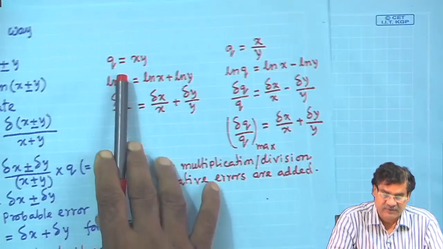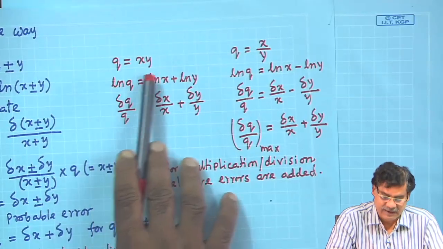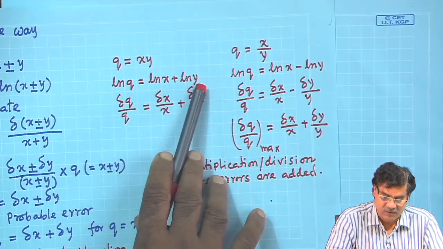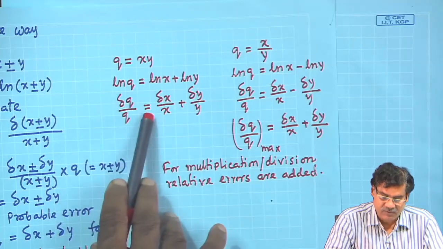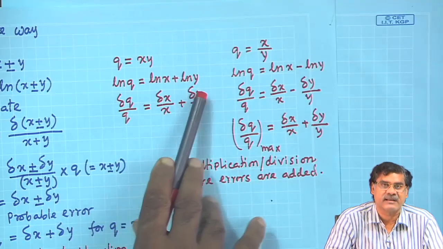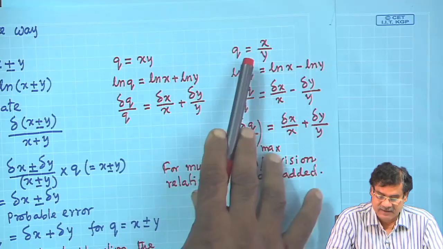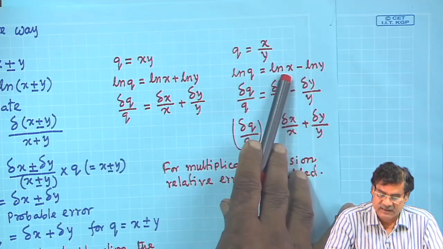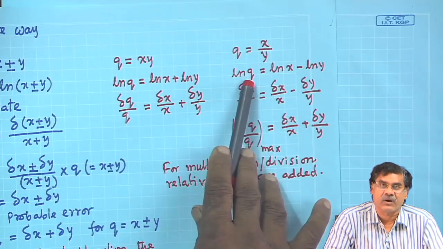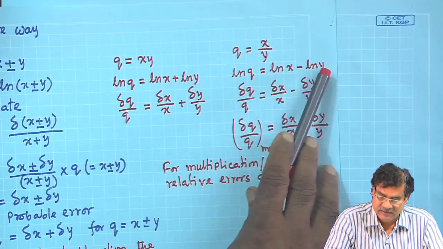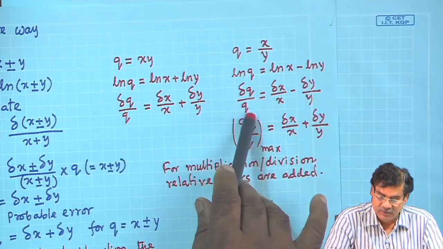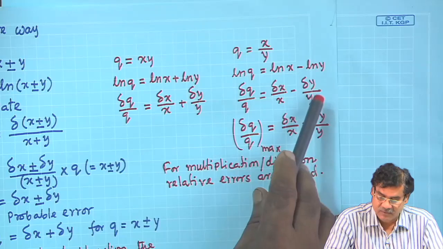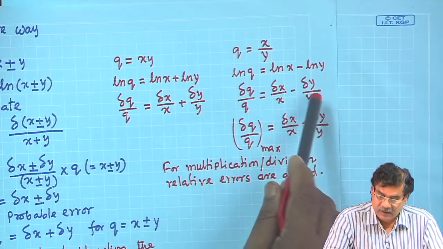Similarly, for q equal to x y, take log q equal to log x plus log y. So, del q by q equal to del x by x plus del y by y. Okay. Similarly, q equal to x by y. So, log q equal to log x minus log y. So, del q by q equal to del x by x minus del y by y.